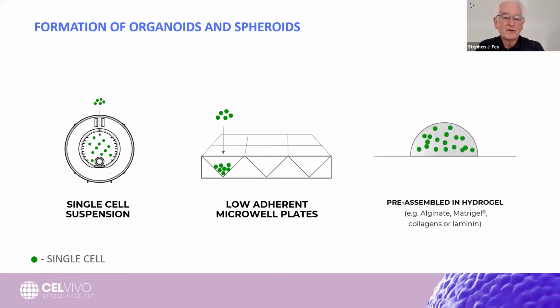A third way of producing your spheroids or organoids is simply to stick them together with something like alginate or matrigel or collagens or laminins. Here we're not using these things to change the performance of the cells. We're simply using it as glue to hold the cells together. So there are some cell lines or cells that don't want to make a spheroid or organoid, and you can then force them to do it by using a little bit of glue.